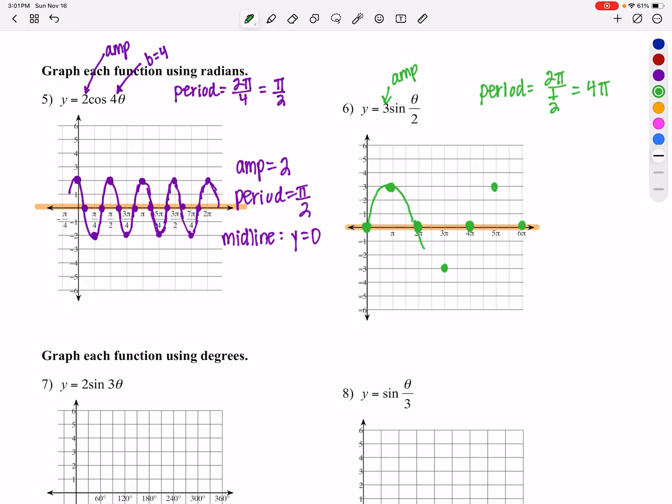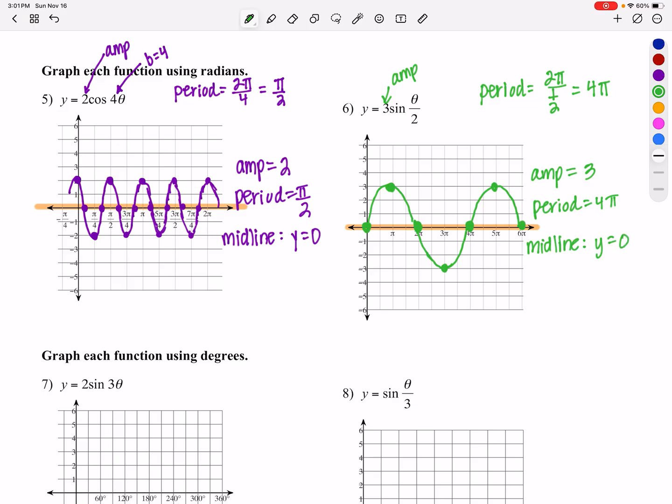And then I'm going to try and draw so that I've got that concave up happening and then concave down happening. And there's our graph. So the amplitude is equal to 3. The period is equal to 4 pi. And the midline equation is equal to 0.